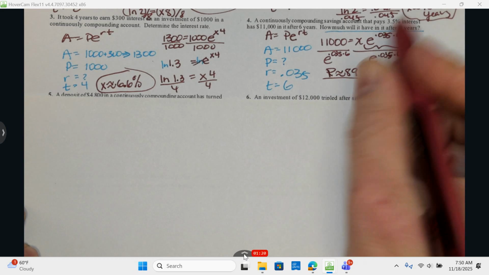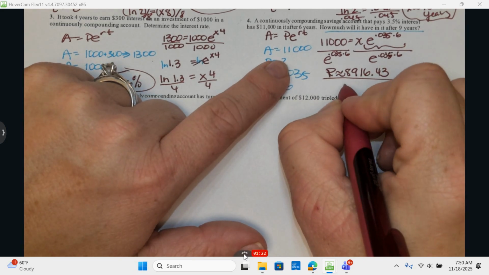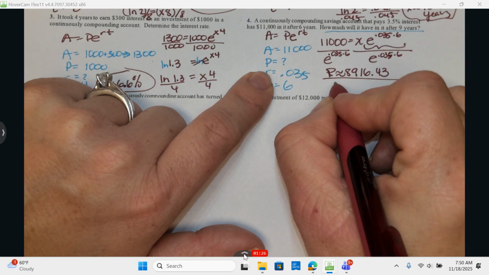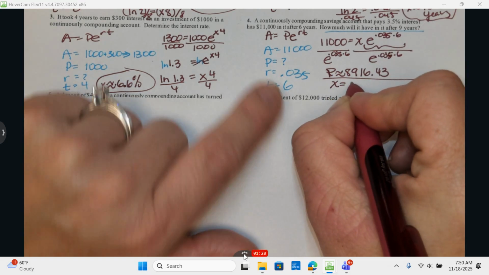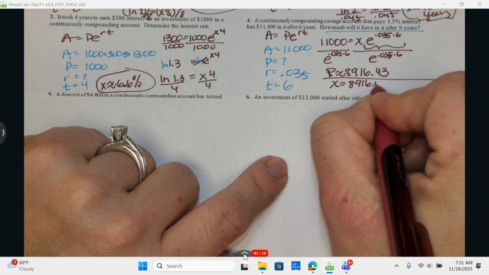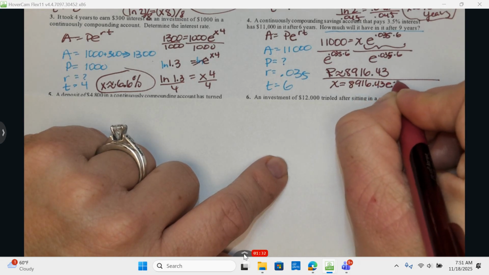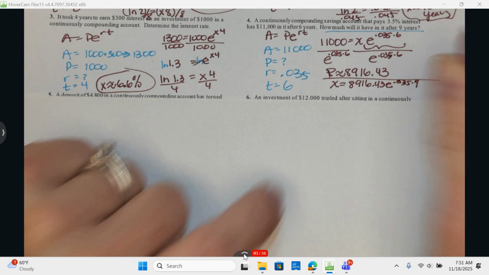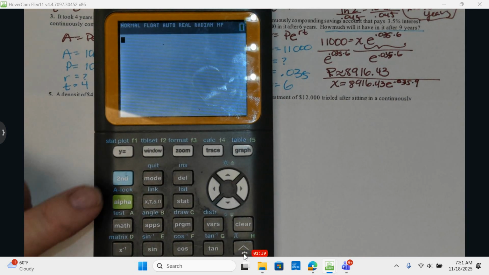So how much will you have? We want to know the outcome. So what is the outcome? That's my A value. I'm going to make that an x right now. We know this is the principal. e raised to, we're going to keep the exact same rate, but we're going to have it in for specifically 9 years. So let's first figure out that e value.